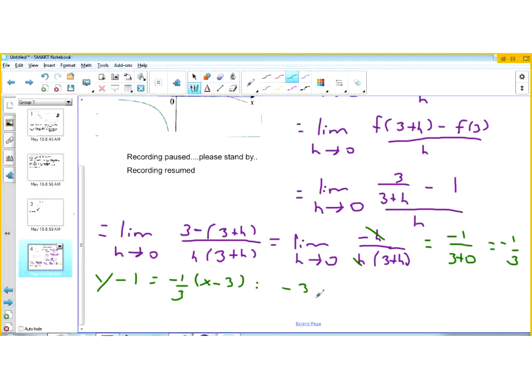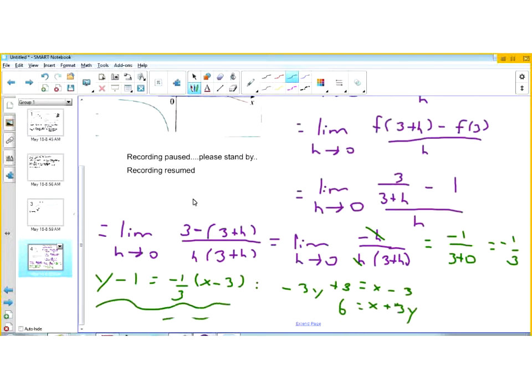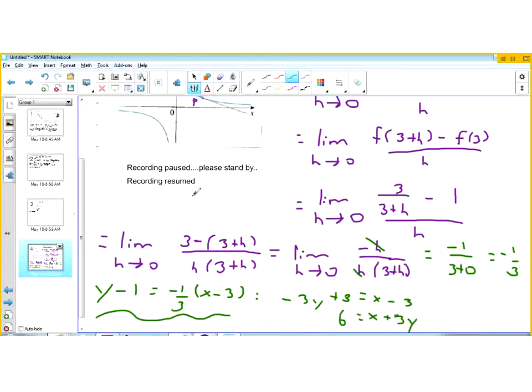and then after simplification, we get negative 3y plus 3 is equal to x minus 3. So we have 6 is equal to x plus 3y, if you want to simplify it, if you want to mess with the algebra. I'm not that strict on simplifying it. The previous expression is more than enough for the answer.